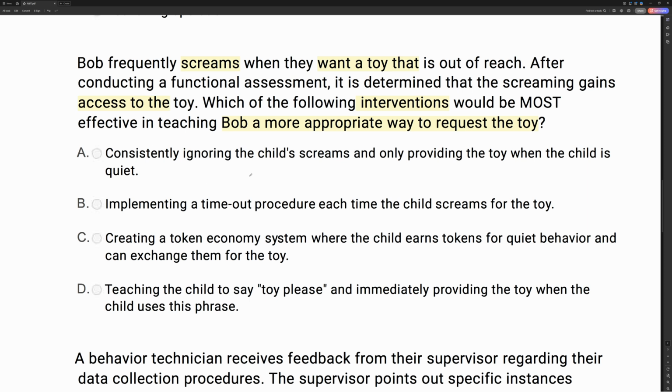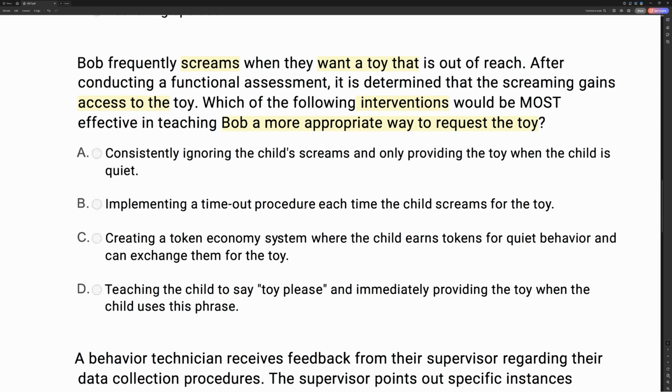A, consistently ignoring the child's screams and only providing the toy when the child is quiet. Well, if we're just ignoring the child's screams and only providing the toy when the child is quiet, that's more of a differential reinforcement of other behaviors. We're not really teaching him a new way to request a toy. Remaining quiet and being reinforced for not screaming is not requesting the toy. They're just being reinforced for not screaming. Maybe that decreases screaming, but it doesn't necessarily teach a new way to request the toy.